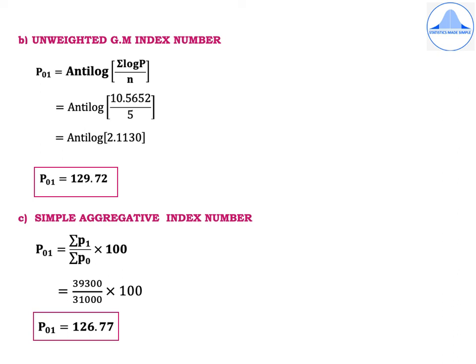The third subdivision, we calculate the simple aggregative index number. The formula is P01 equal to summation P1 divided by summation P0 into 100, which is equal to 39,300 divided by 31,000 into 100. Therefore, P01 is equal to 126.77.